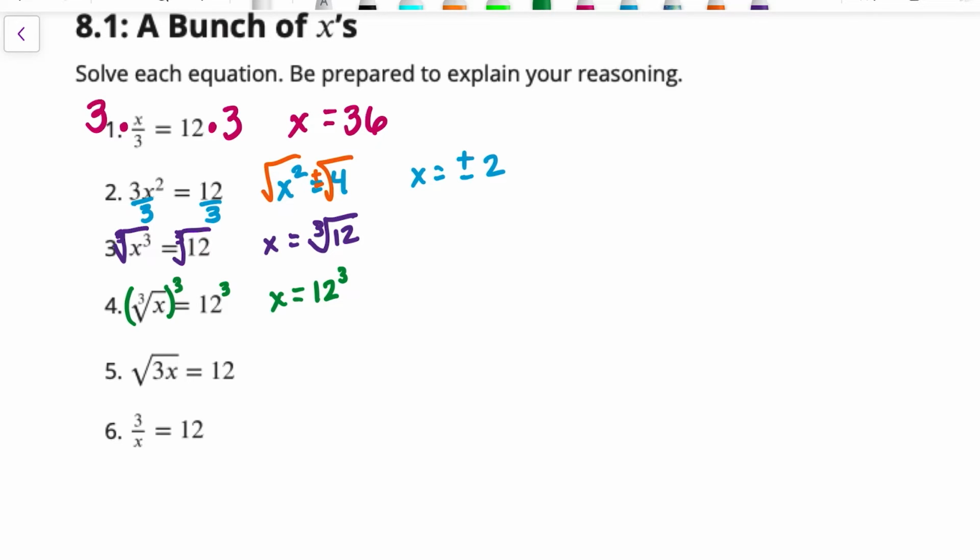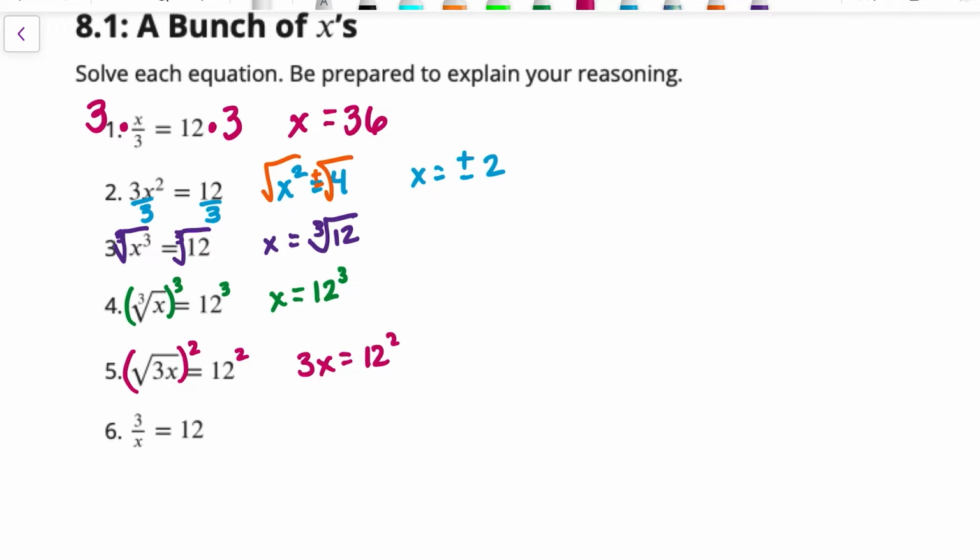For number 5, we have the square root of 3x. That is all under the radical, and that equals 12. So to undo the square root, we square it. And again, we can do that because the 3x is all under that radical. If only part of it was, then we would have to do some division first, and then we could square both sides. All right, so 3x equals 12 squared.